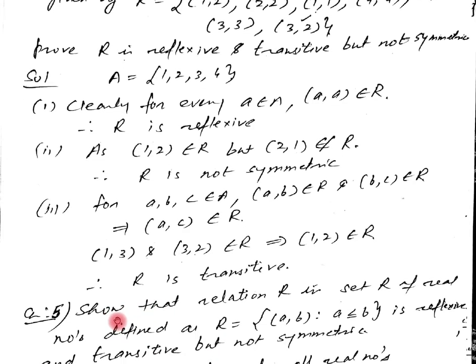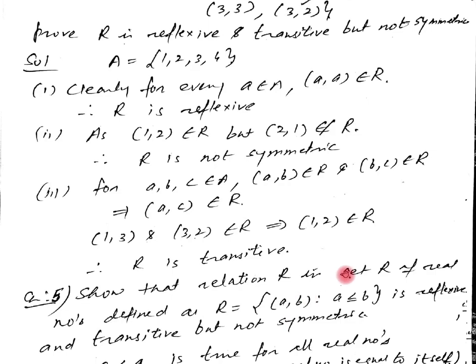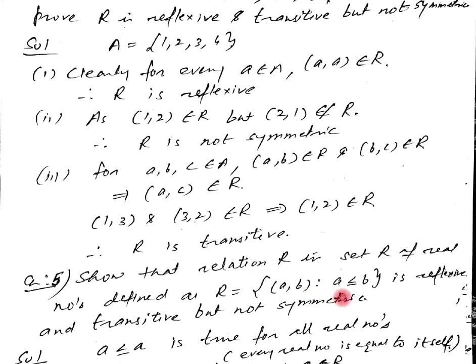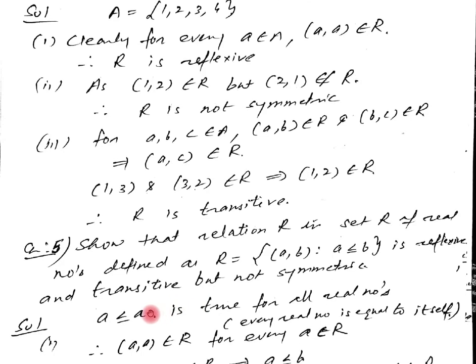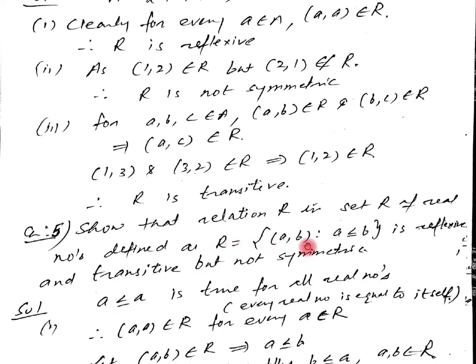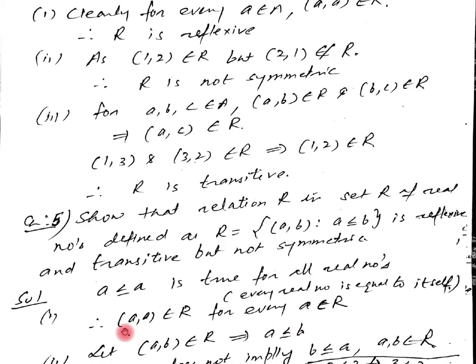Now the next question is here. Show that the relation R in the set of real numbers defined as R = {(a, b): a ≤ b} is reflexive and transitive but not symmetric. Now here the condition is a ≤ b. The relation is defined on the set of real numbers. Every number is equal to itself. Now a ≤ a is true for all real numbers because every real number is equal to itself. So we can say (a, a) belongs to R for every a belonging to ℝ.